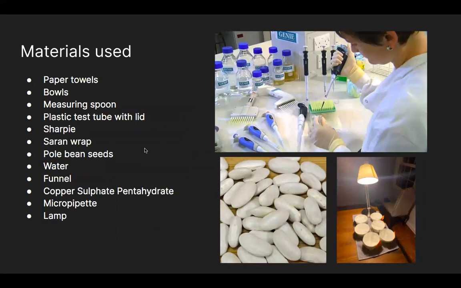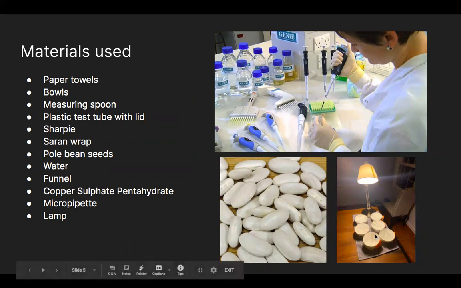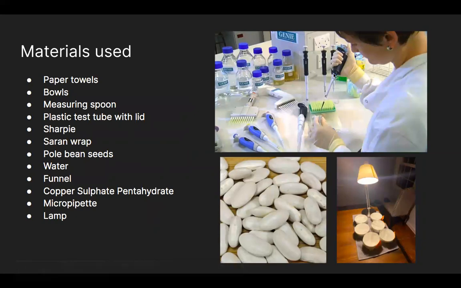This is a list of the materials that were used to conduct the experiment. The lamp, bowls, saran wrap, Sharpie, and paper towels were used for the setup of the experiment, and the micropipette, copper sulfate, funnel, measuring spoons, test tubes, and pole bean seeds were used for the reaction. On the right, you can see an image of my setup of the experiment, and these are pole bean seeds. That's also a micropipette.